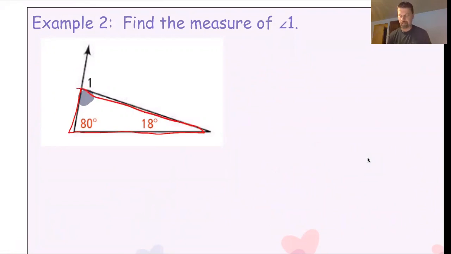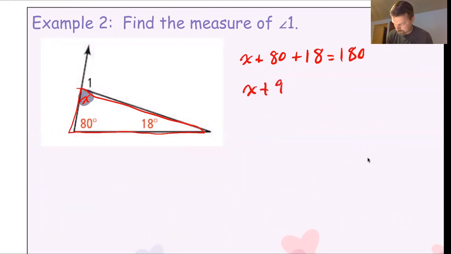So we could do a little bit of math. I'll call this x for now. If I had x plus 80 plus 18, I know that's going to have to be 180 altogether. So x plus 98 is 180, right? Combining those two together. Subtract 98 from both sides. X is going to be 82. So that's what this one is.